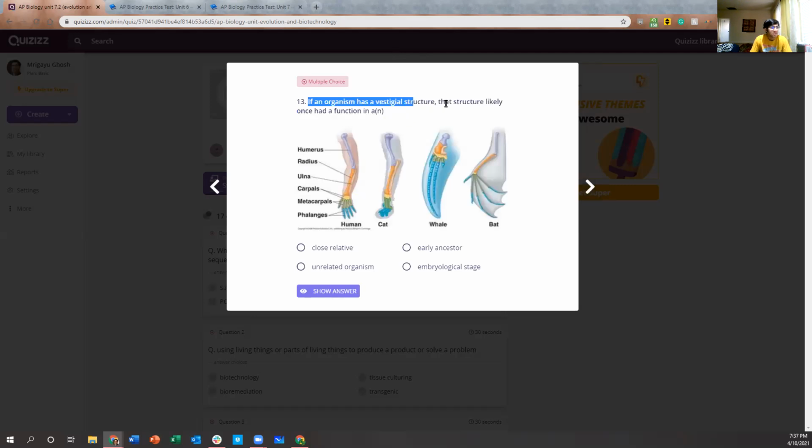Okay, number 13. An organism has a vestigial structure. That structure once had a function in probably an early ancestor, right? Just like your tailbone was a vestigial structure, because our primate ancestors had tailbones, so that structure likely functioned in early ancestors.